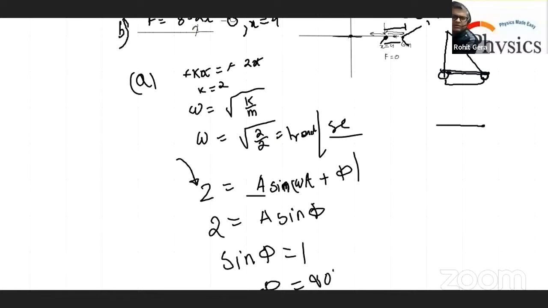Okay. Omega is equal to 1. 2 pi f is equal to 1. So f is equal to 1 over 2 pi. Yes, okay.